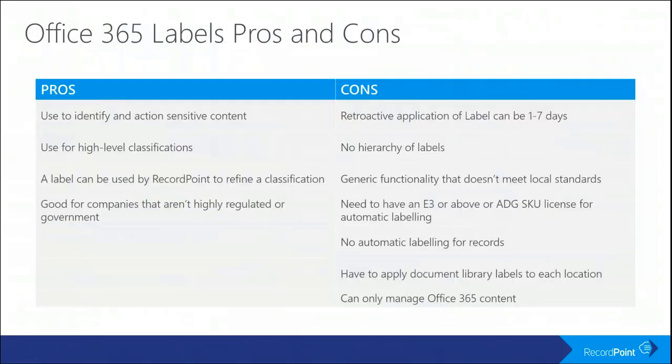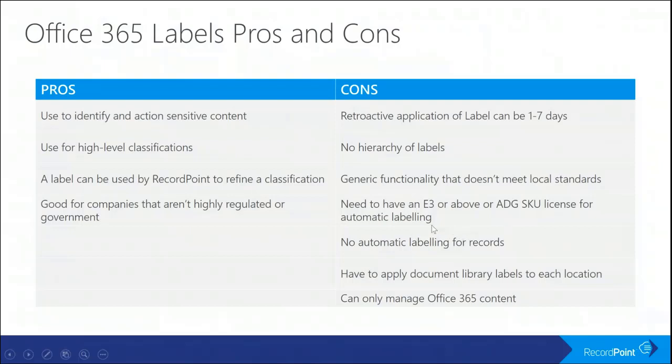But if you're older, I'll get back to that slide in a second, or if you have more strict requirements, this might not be enough to meet your needs. For example, a good use of it is to identify sensitive content, used for high-level classifications, and general prevention of rot. If you are more strict, your records managers might not be happy that it takes 7 days to classify something, or that there is no hierarchy for the labels. The functionality is pretty generic. It may not be enough to meet your particular standards, especially as you get into the more localized standards.